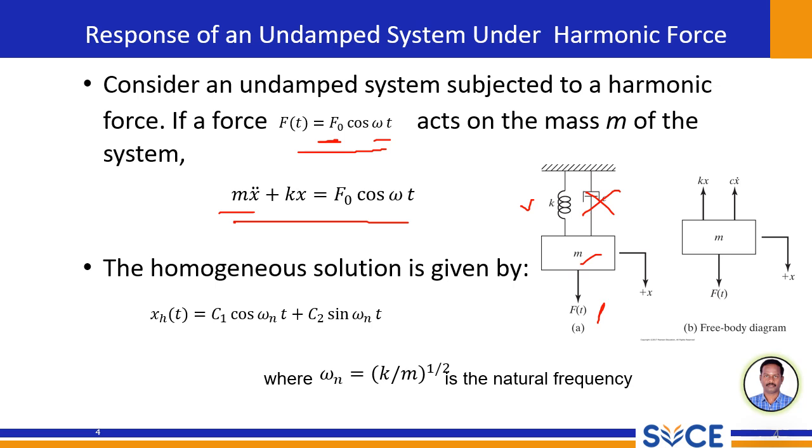Now the homogeneous solution to this equation, the solution without considering the external force, may be like this. It is nothing but x of t is c1 cos omega n t plus c2 sin omega n t, which we already discussed during the free vibration of a system without damping. And we know that the natural frequency is given by omega n equal to square root of k by m. This is the frequency at which the system would vibrate if there were no external force and no damping.